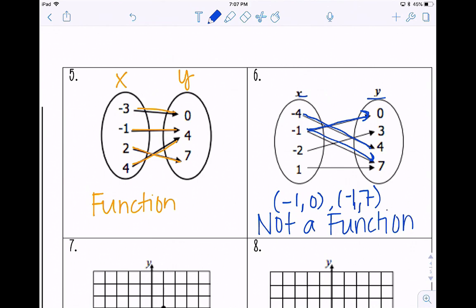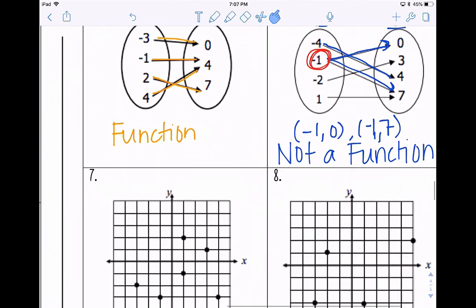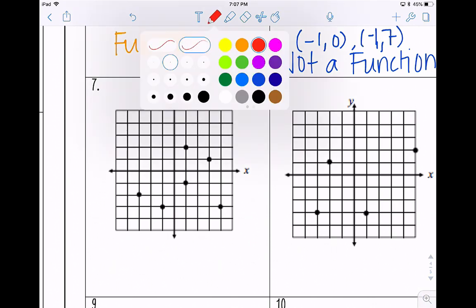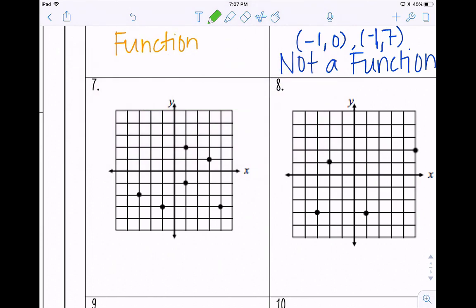So not a function if x repeats. So this negative 1 right here is what made this not a function because it repeats. All right, so looking at the graphs then, this is where we're going to use the vertical line test. So we're going to look at the graph, and basically you're looking to see, is there anywhere that you could draw a vertical line that's going to cross more than one point?